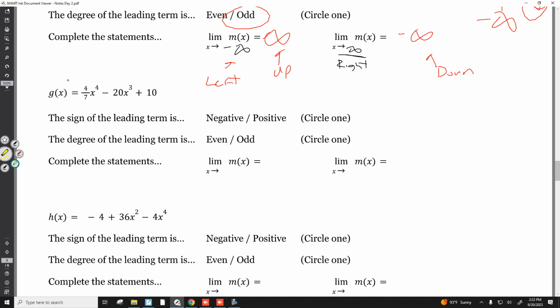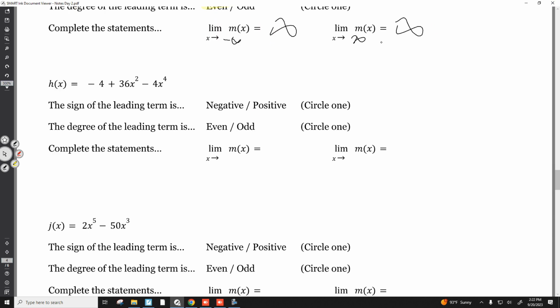Oh, positive x to the fourth. Positive even. Evens are easy. You're up and up or down and down. This one's up and up. So negative infinity and positive infinity are both going towards positive infinity because we're going up.